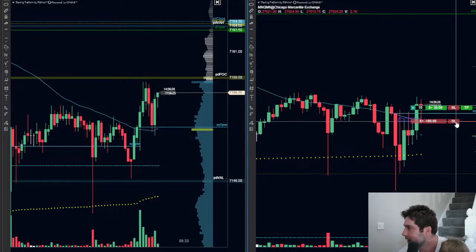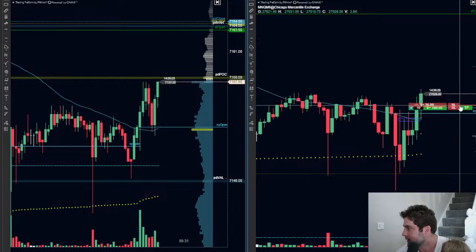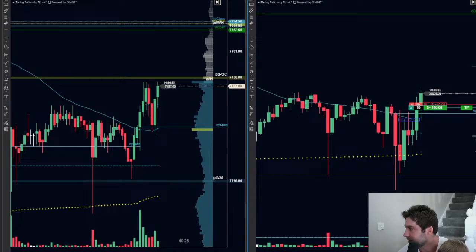I'll take an aggressive long there, and that's us up 180, 200. So I could just come out aggressively as that's my first trade.